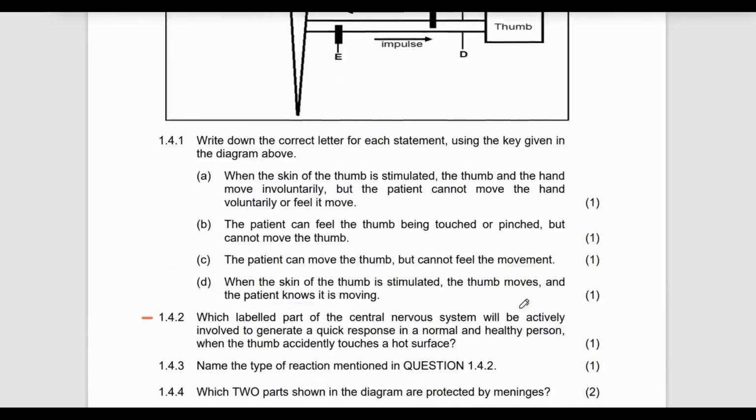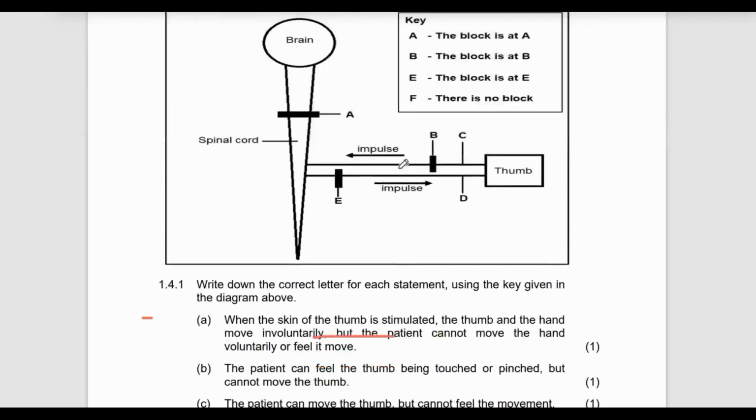Let me go and analyze. For quick response, it is the spinal cord. I told you guys, it is the spinal cord.